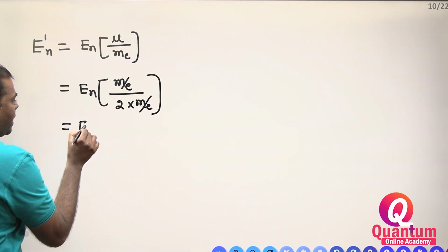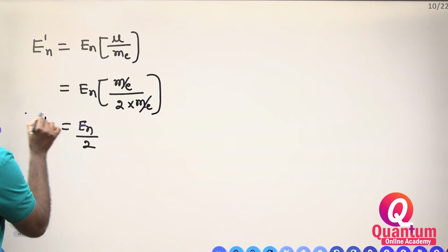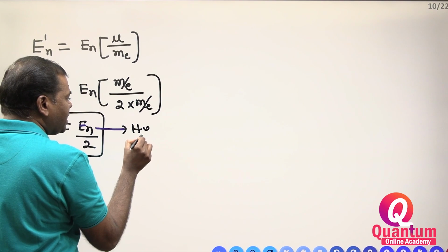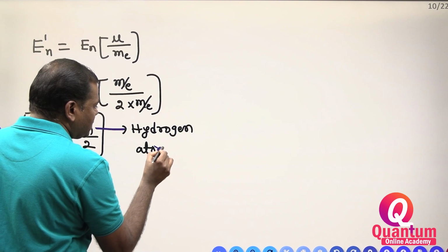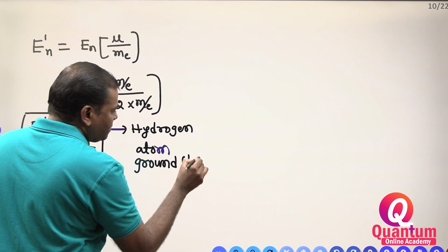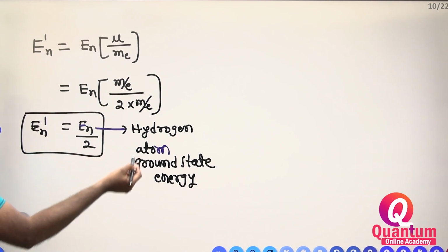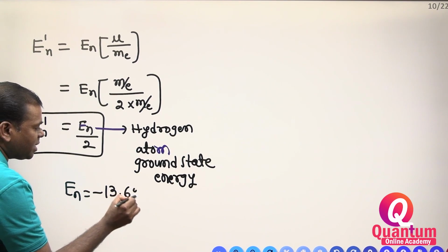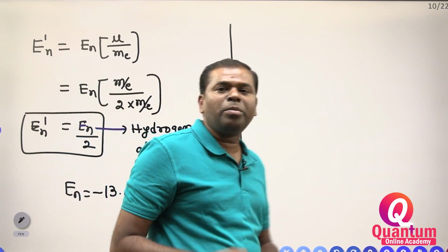Therefore, which one do we have to get? En divided by 2 is equal to the mass energy of the positronium. Already they gave En, which is the hydrogen atom ground state energy. How much are they giving? En is equal to minus 13.6 electron volt. Now you have to substitute. What is the positronium ground state energy?